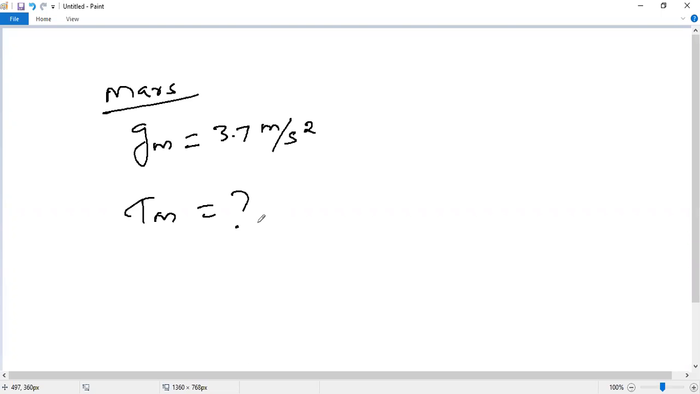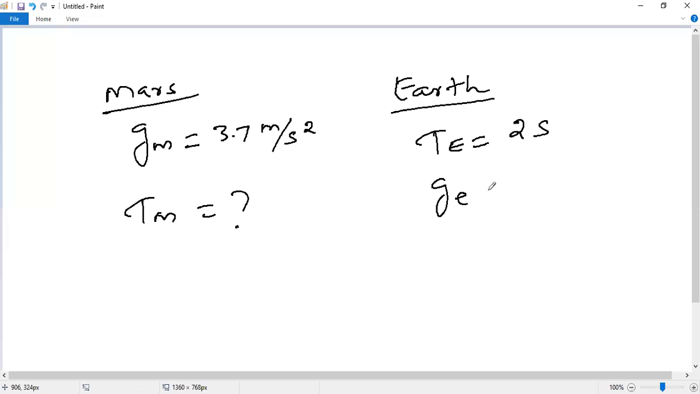If the time period on the Earth is 2 seconds, take G on Earth, acceleration due to gravity, 9.8 meter per second square.